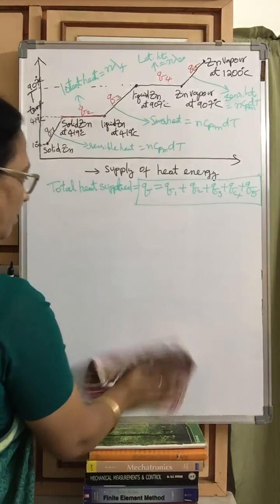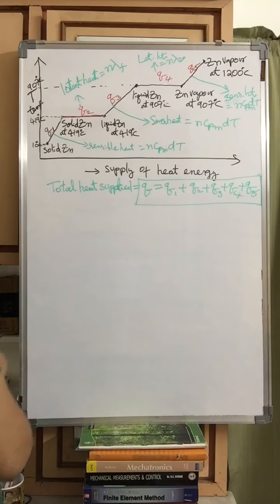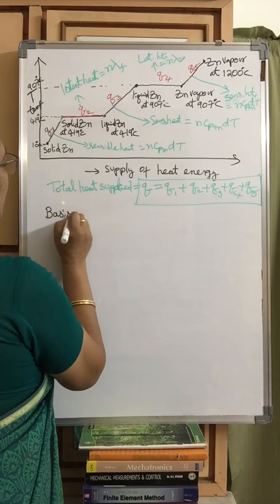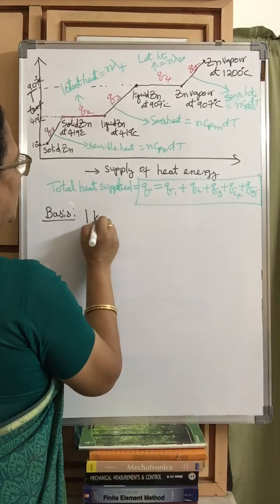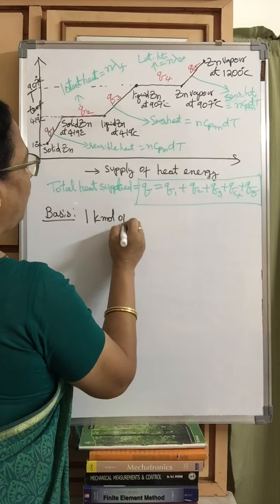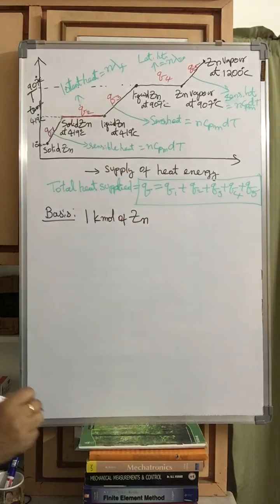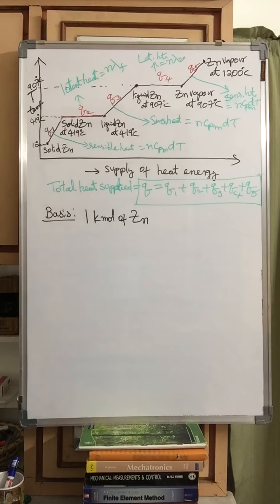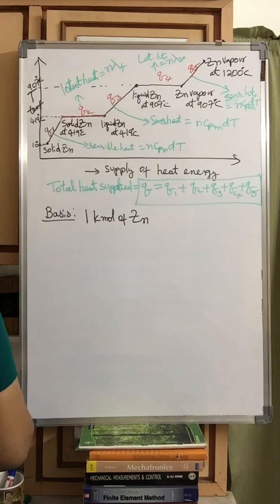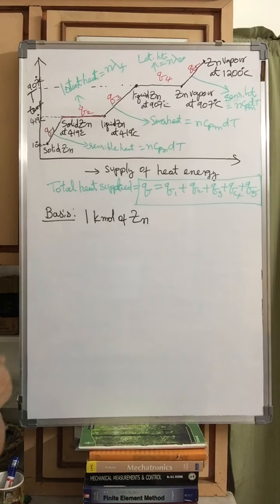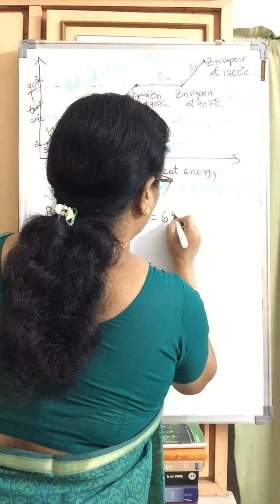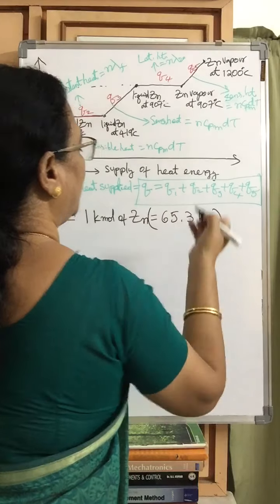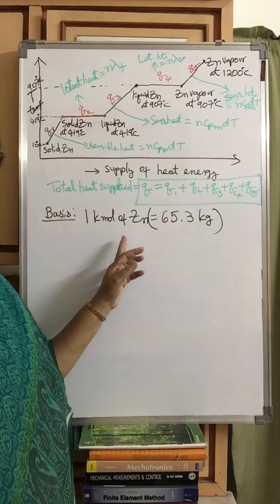Because more data points are given per kilomole, let us take the basis as 1 kilomole of zinc. The molecular weight of zinc is 65.3, so 1 kilomole is also equal to 65.3 kg. So what is your basis now?